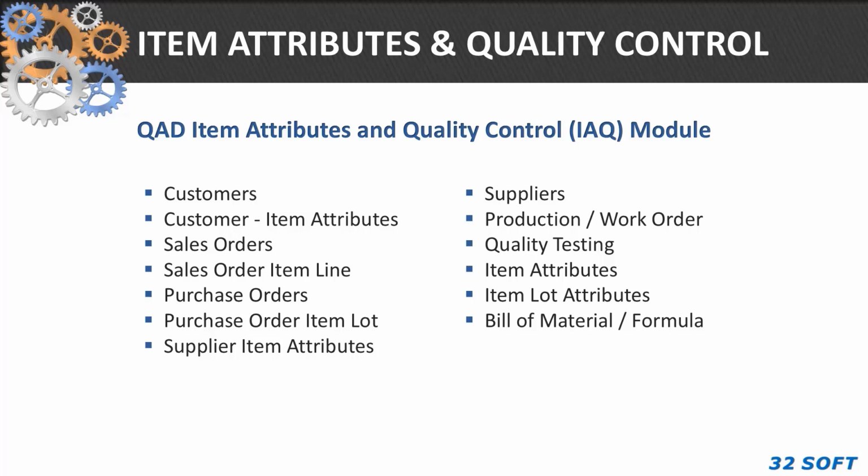In 2015, QAD introduced the QAD Item Attributes and Quality Control IAQ module in an attempt to provide more specific usable data. All companies need to have additional information: customers, customer items, sales order line items, purchase orders, supplier items, suppliers, production orders, quality testing, item attributes, item lot attributes, bills of material formula.